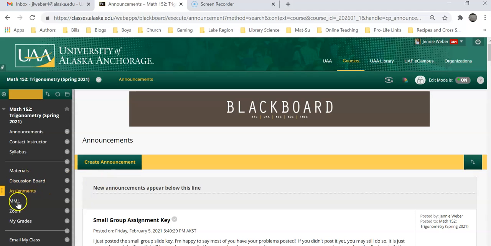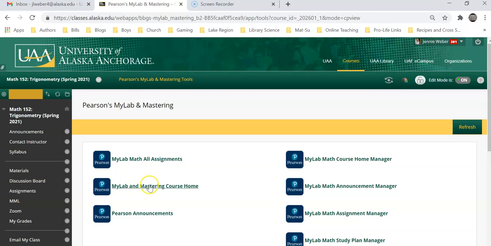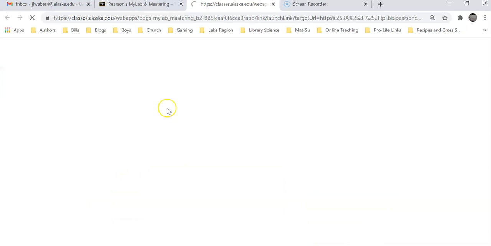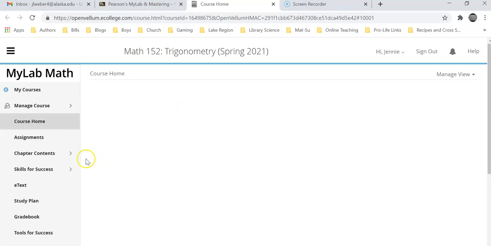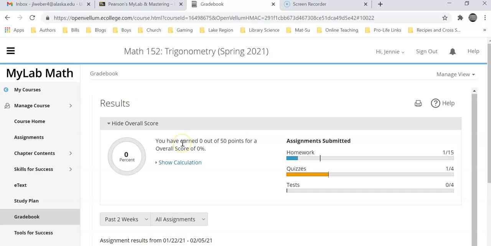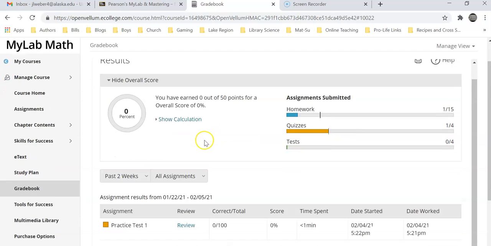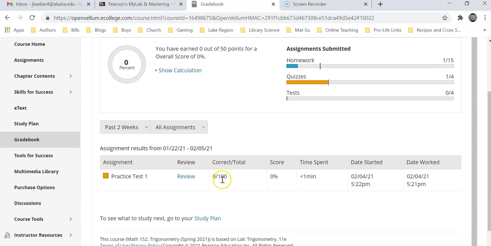So go to MyMathLab, okay? And now you've already taken the practice test, okay? You want to go to course home, okay? Don't go to all assignments, go to course home. And now you've already at some point taken the practice test, maybe you've taken it a couple times. Go to gradebook, okay? I went in during the Zoom earlier this week and didn't even try it. I just submitted it.